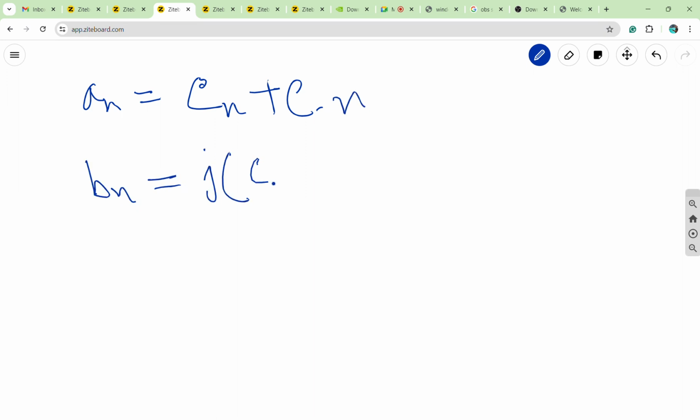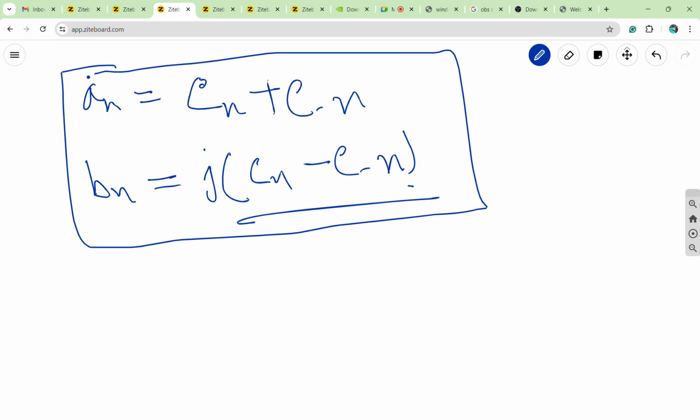So from here we can write a n is equal to c of n plus c of minus n, and b n is equal to j times (c of n minus c of minus n). This is the formula that we are looking for.